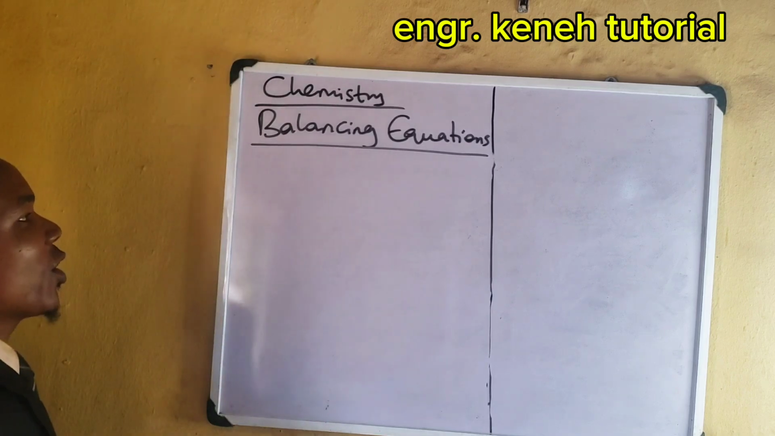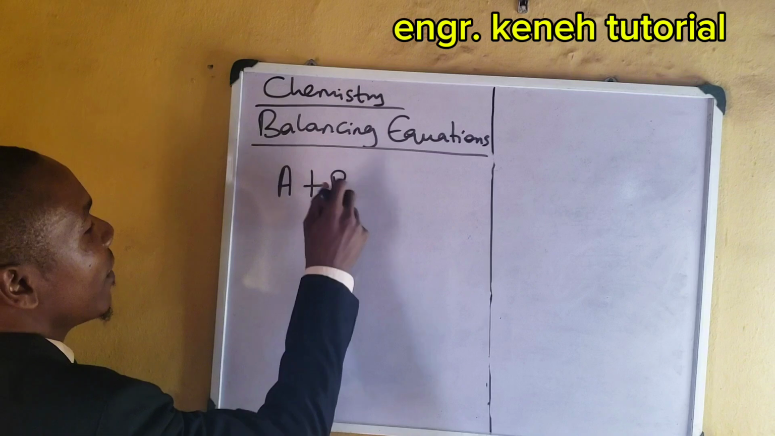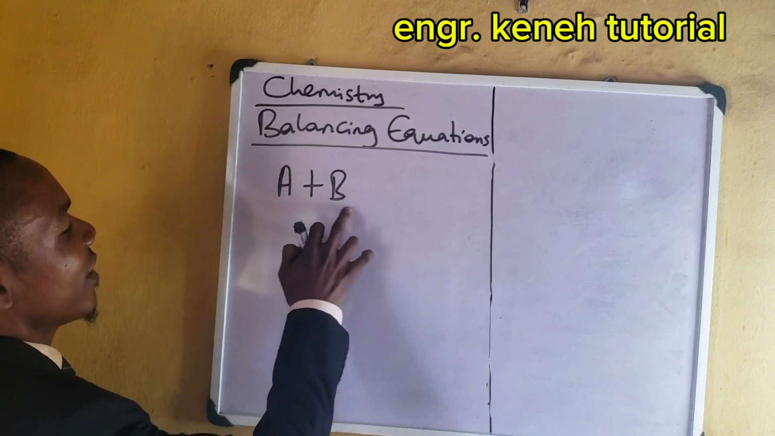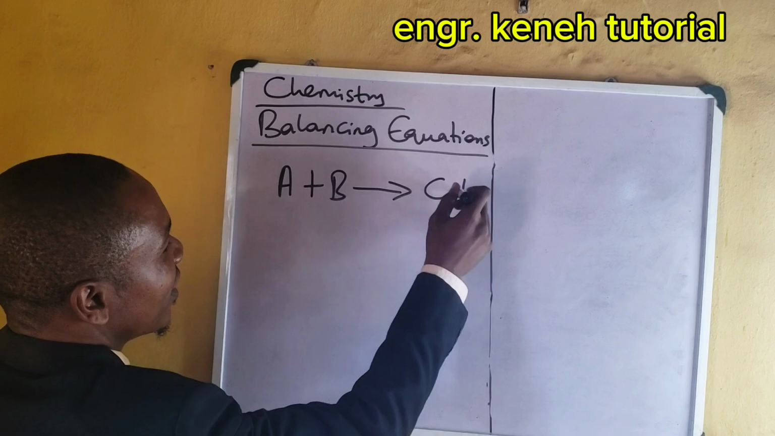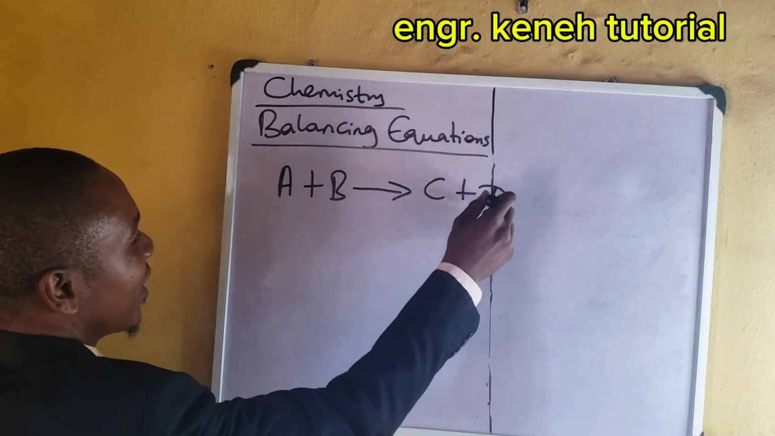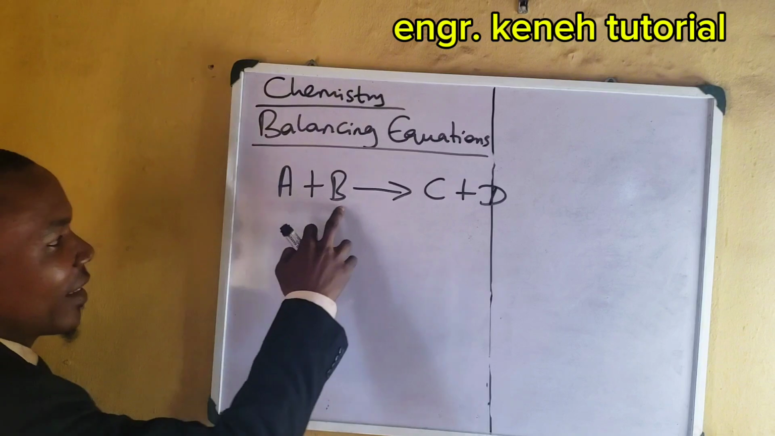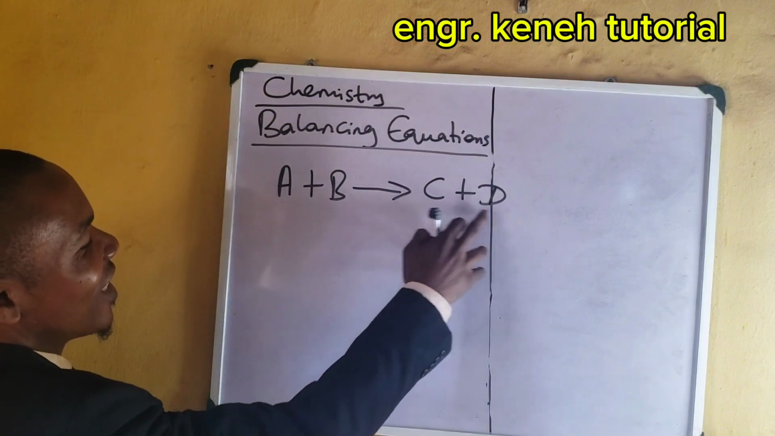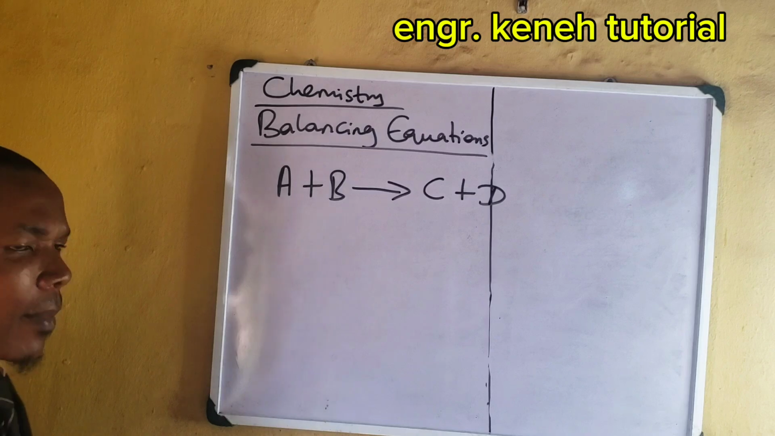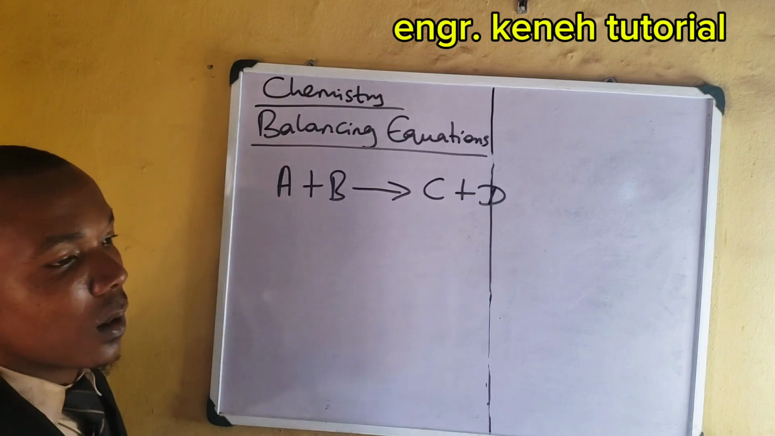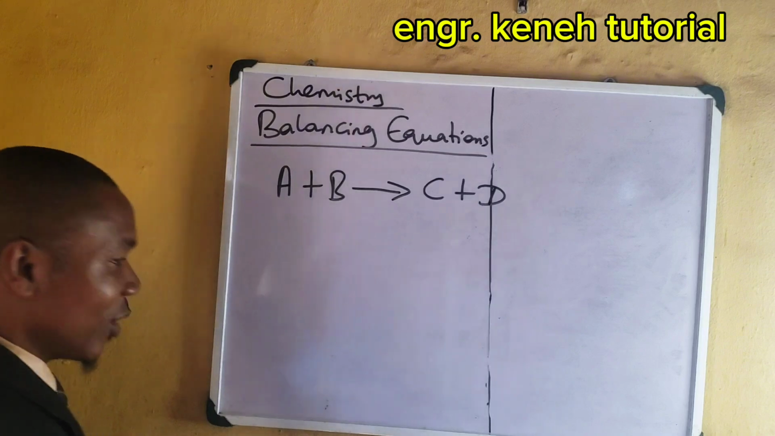A chemical equation may look like this. You have something like this. That means that this is reacting with this. It will give you something like this. Can you see that? It means that A reacted with what? B to produce C and what? D.